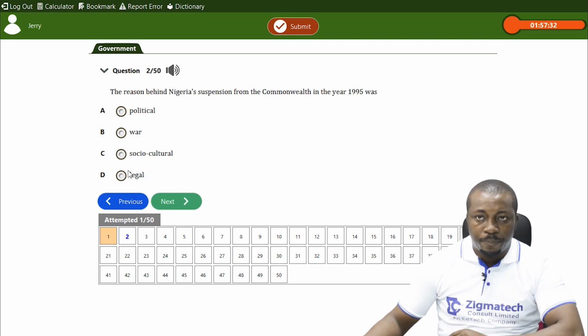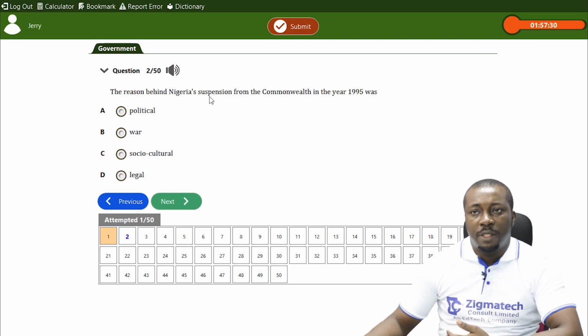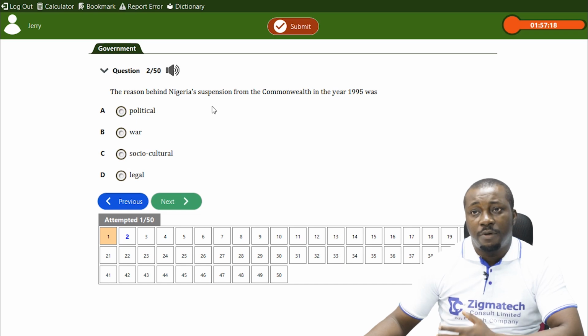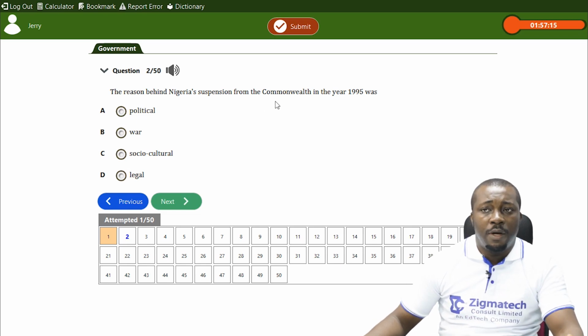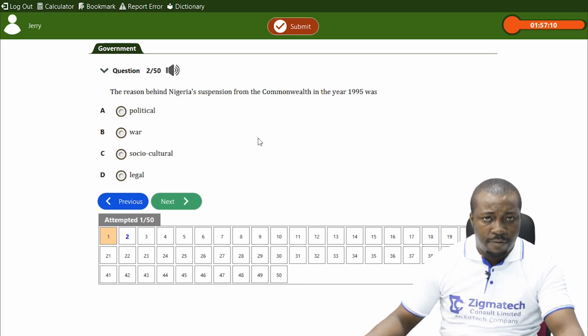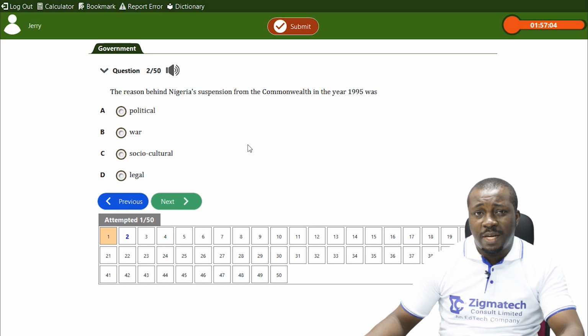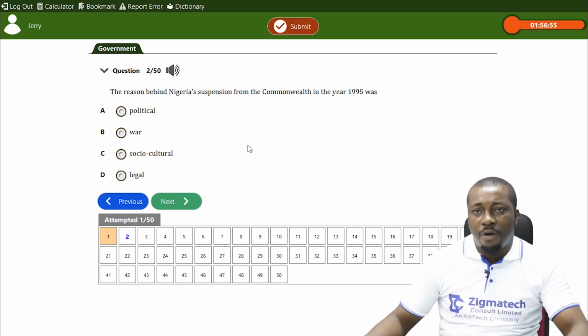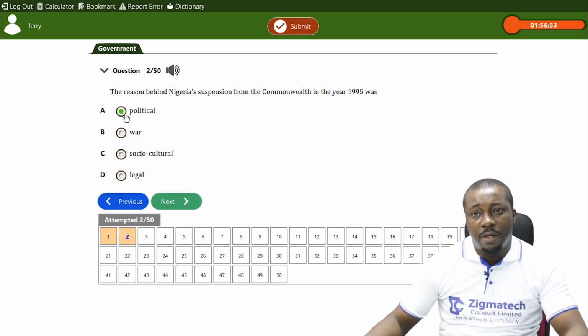Now, the next question says, the reason behind Nigeria's suspension from Commonwealth in the year 1995 was, is it political, is it war, is it socio-cultural, is it legal? Now, this is a political matter because Nigeria was suspended from Commonwealth in 1995 over the killing of Ken Saro-Wiwa and other Ogoni activists by the government of late General Sani Abacha. So based on that perceived human rights violation, Nigeria was suspended and not expelled from Commonwealth of Nations. So that makes it a political matter.